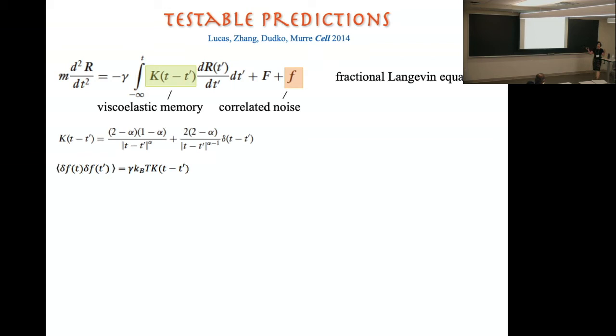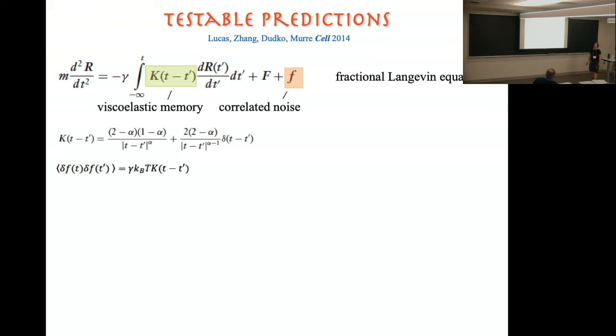The main difference between a fractional Langevin equation and the normal Langevin equation that describes normal diffusion is the structure of the drag term. Here it contains an integral with a memory kernel, which is responsible for the viscoelasticity. Now that we have the underlying equation, we can set up simple Brownian dynamics type simulations, which allow us to test predictions. And of course, we have to come up with predictions first. And so let me briefly summarize what we've done.